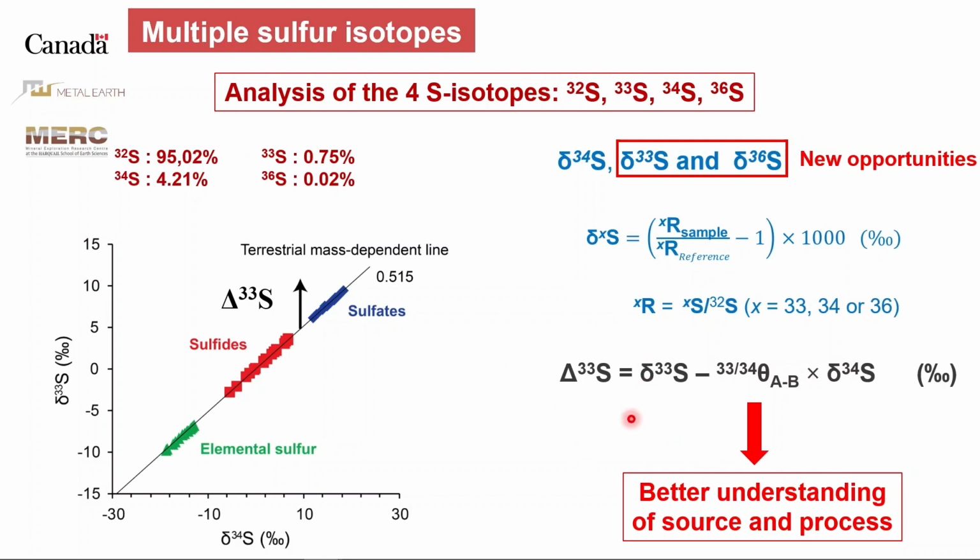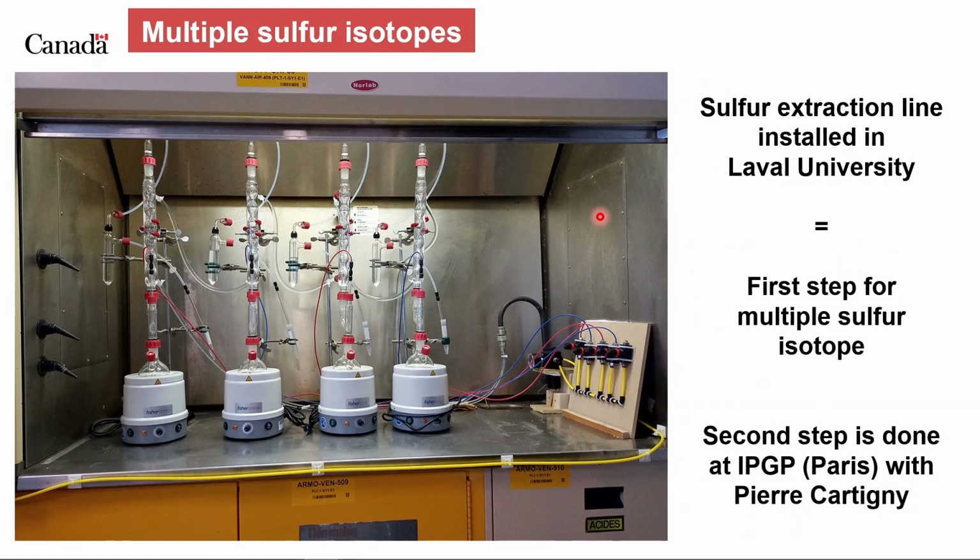And just so you understand, later I will talk about the capital delta 33S, which is basically a direct relationship between the delta 33S and the delta 34S. In a delta 34S versus delta 33S diagram, you can see that all the values are aligned in what we call the mass-dependent line, and the capital delta 33S can track a variation from this line. So it's really interesting. It gives you more information. So, how to acquire the multiple sulfur isotopes.